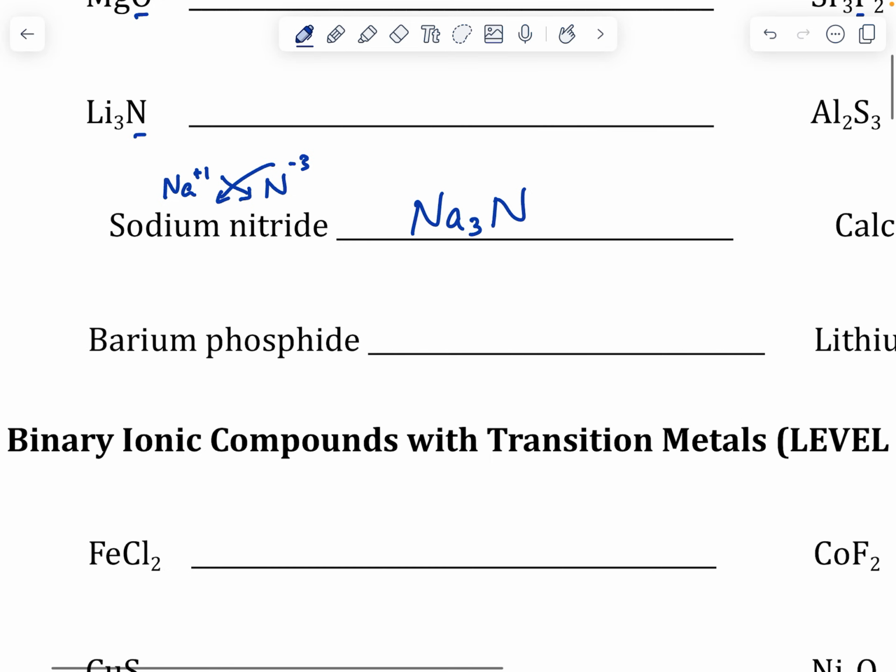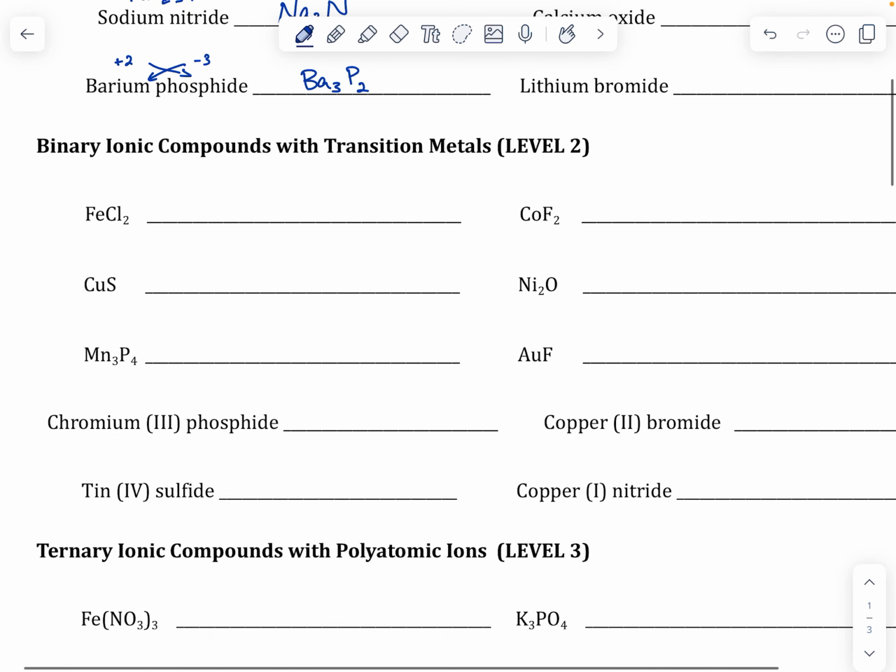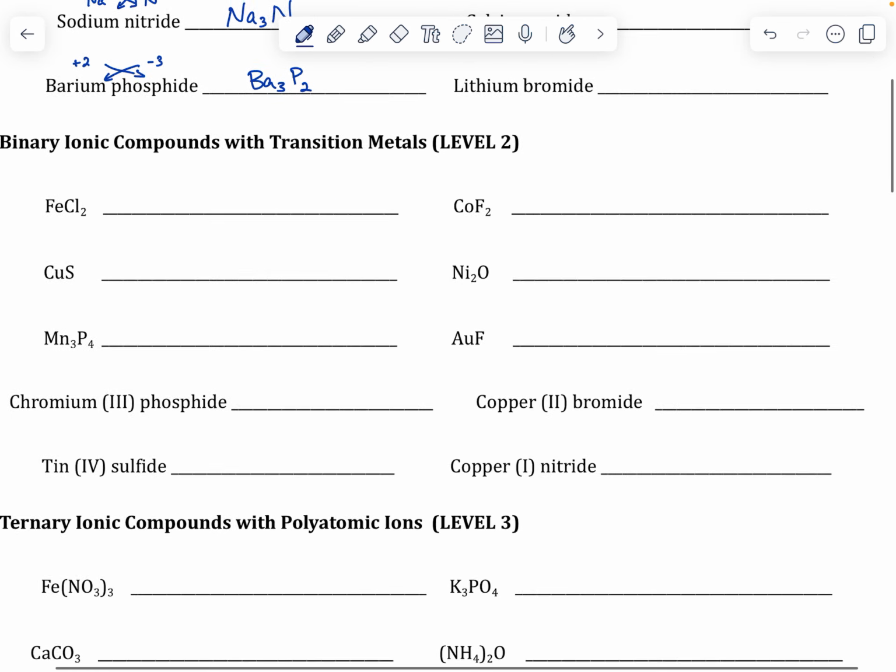But for something like barium phosphide, we have a +2 charge. We have phosphorus, which is a -3. And again, doing our crisscross method, you say that we need 3 barium ions in order to balance out the negative charge of the phosphorus ions there. Let's go on to transition metals.